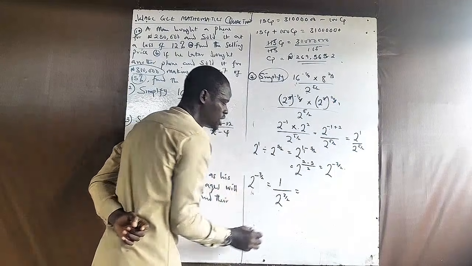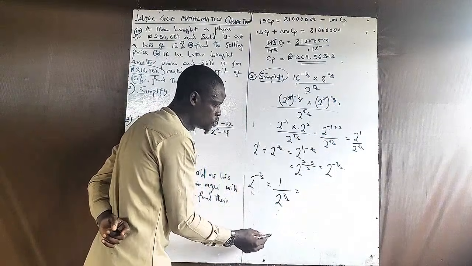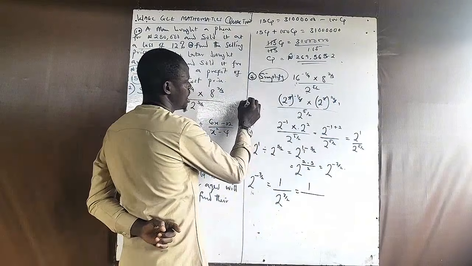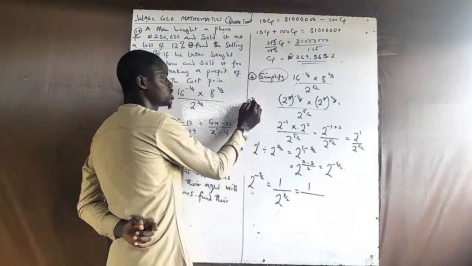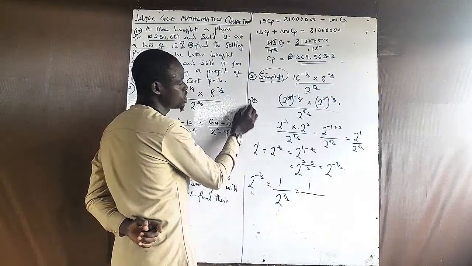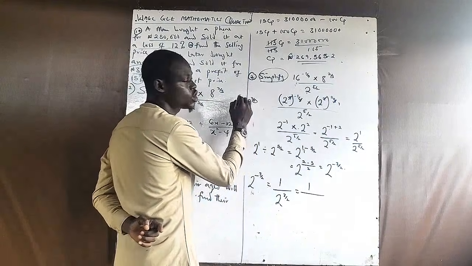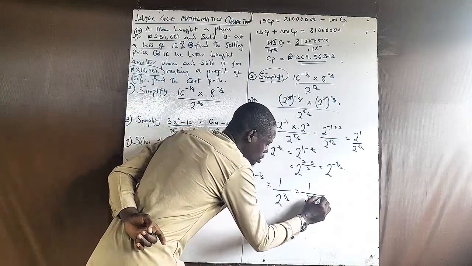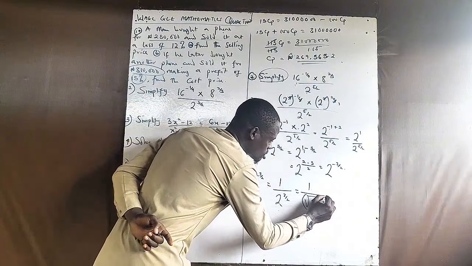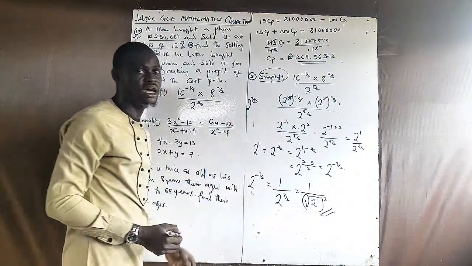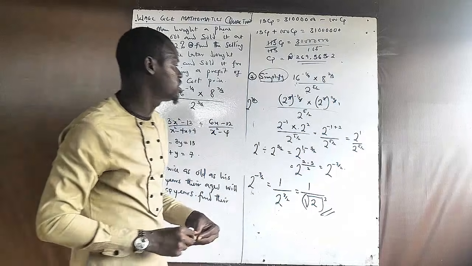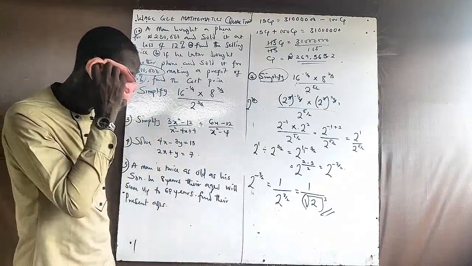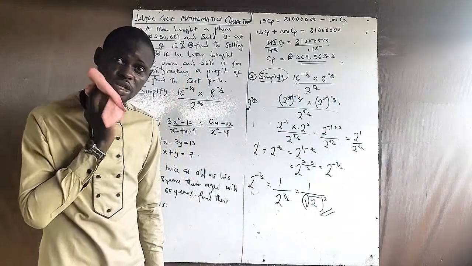And we also know that 2 raised power 3 over 2 is equal to, whenever you have something like this, the denominator will become the root of the number, while the numerator will become the power. So I'll be having square root of 2, everything raised power 3. So this is my final answer. And each of these is a step in solving the index format.